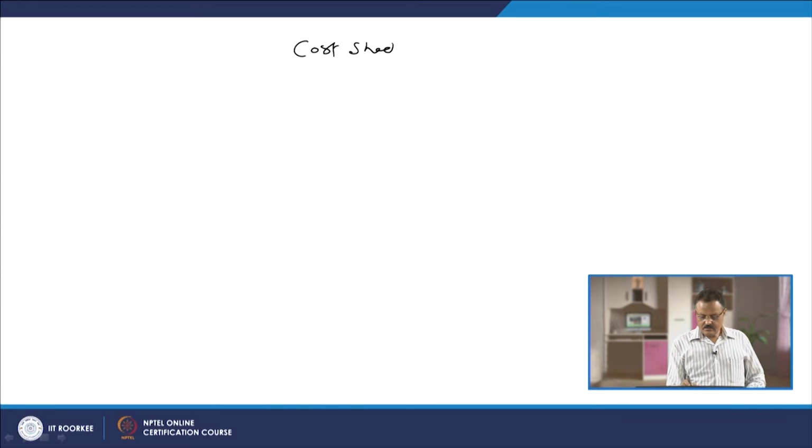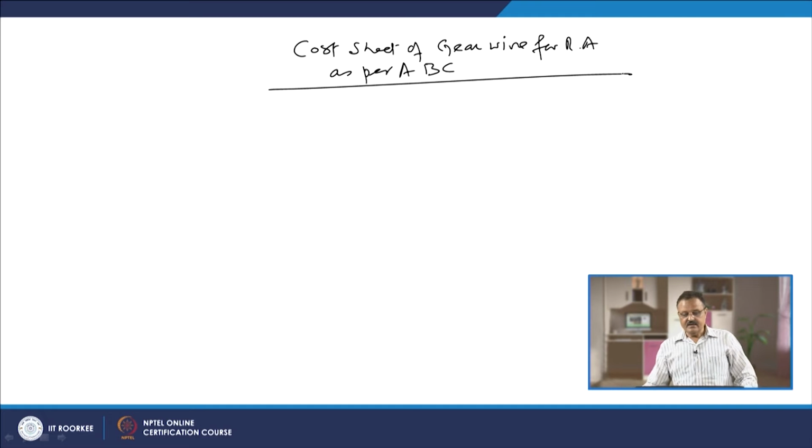You can write here: cost sheet of gear wire for Reliance Ancillaries as per the ABC, activity based costing system. So, we are preparing a new cost sheet now, we are doing a new cost analysis.